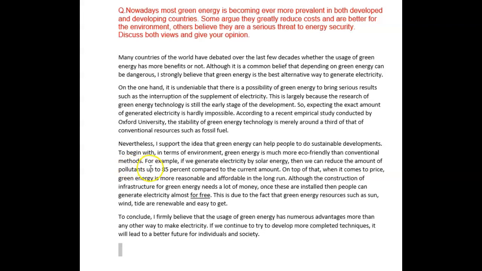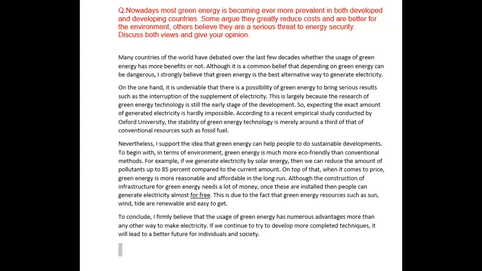"To begin with, in terms of environment, green energy is much more eco-friendly than conventional methods. For example, if we generate energy by solar energy, no, if we generate electricity by solar energy, fine, then we can reduce the amount of pollutants up to 85% compared to the current amount. On top of that, when it comes to price, green energy is more reasonable and affordable in the long run. Although the construction of infrastructure for green energy needs a lot of money, once these are installed, then people can generate electricity almost for free."